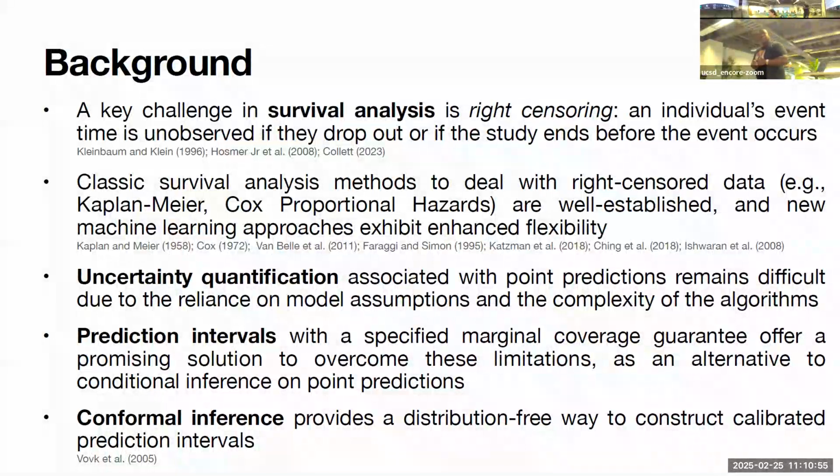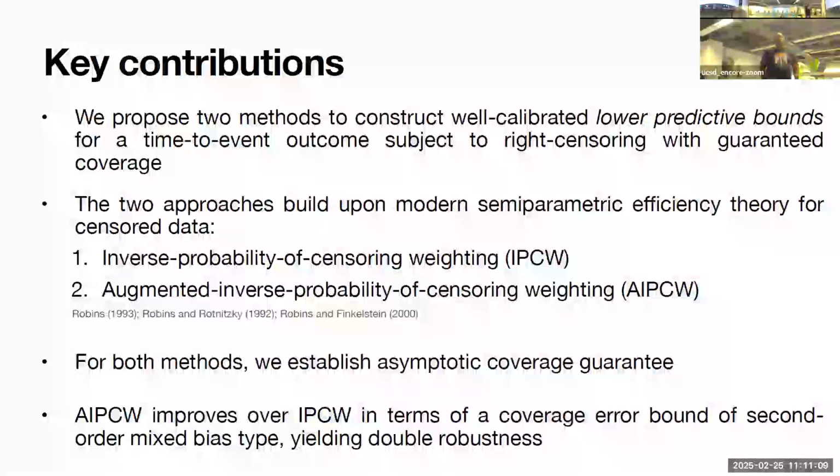Thank you. If your models are misspecified, the coverage guarantee will still hold. However, the prediction interval will be a little more conservative. So I think these two powerful ideas are worth considering, particularly in these challenging settings.